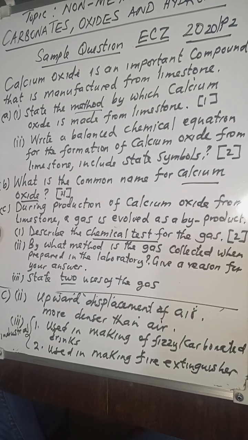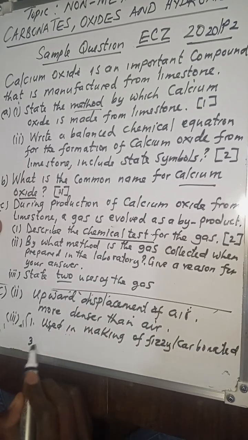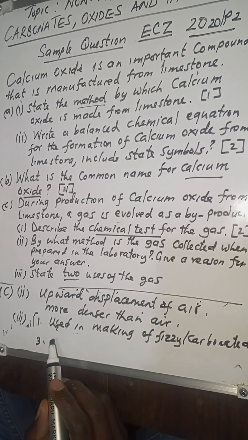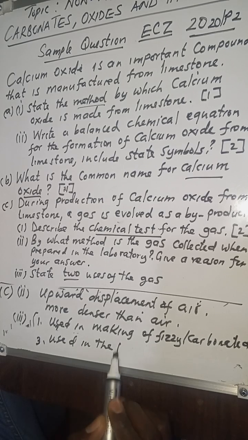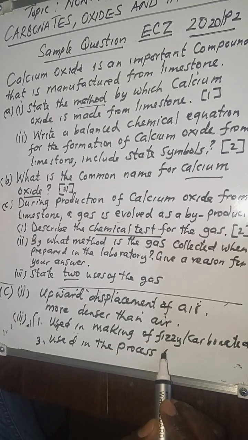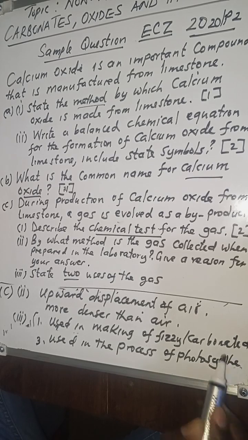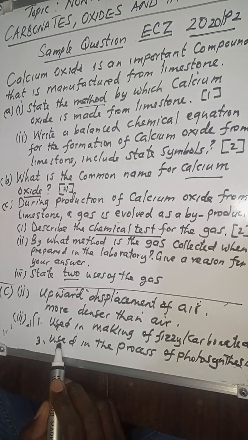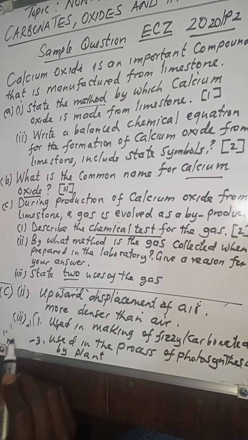But you can also talk about another, natural use of carbon dioxide. I'll call it the third one, which is a natural use of carbon dioxide. So it is used in the process of photosynthesis by plants. So the third one that I've given you is actually a natural use of carbon dioxide that you need to remember.